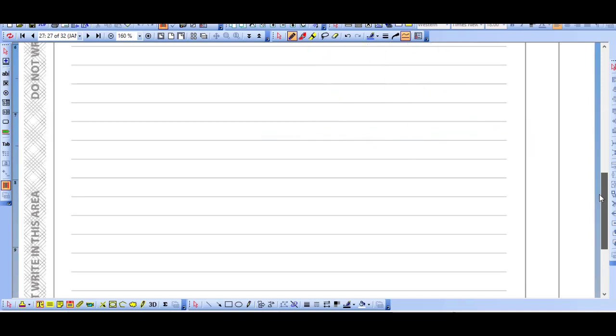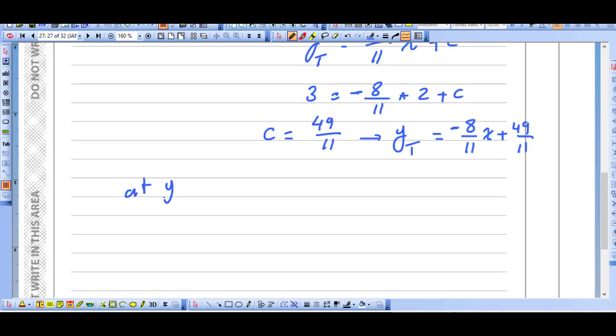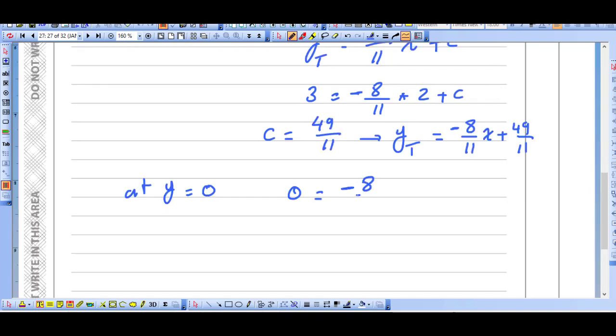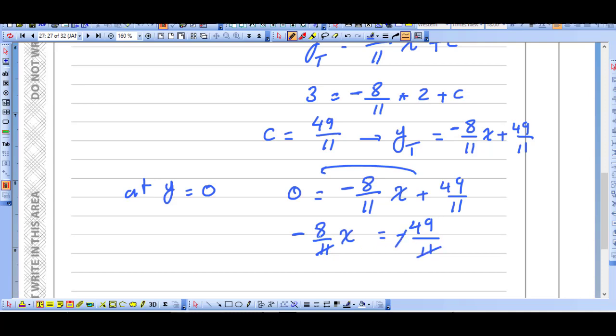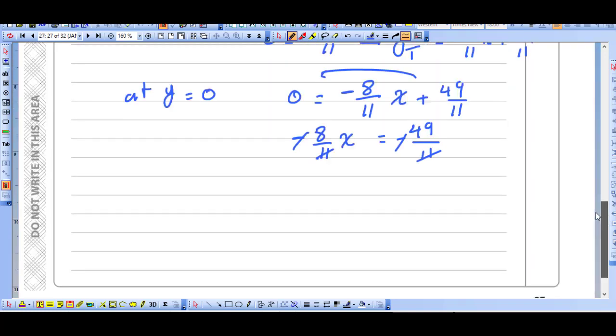Now at point T, I need x at point T. So at y equal to 0 in this equation, 0 equals minus 8/11 x plus 49/11. So let me put this on this side: minus 8/11 x is equal to negative 49/11. The negatives cancel, so x is equal to 49/8.